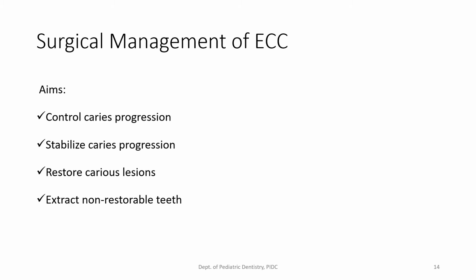Alright, with this we come to the surgical management of early childhood caries. That means we really have to do something to the tooth in order to achieve these aims. The aims are control caries progression, stabilize caries progression, restore carious lesions, and extract non-restorable teeth. So if you see in the aims here, we are not talking about any prevention, right?